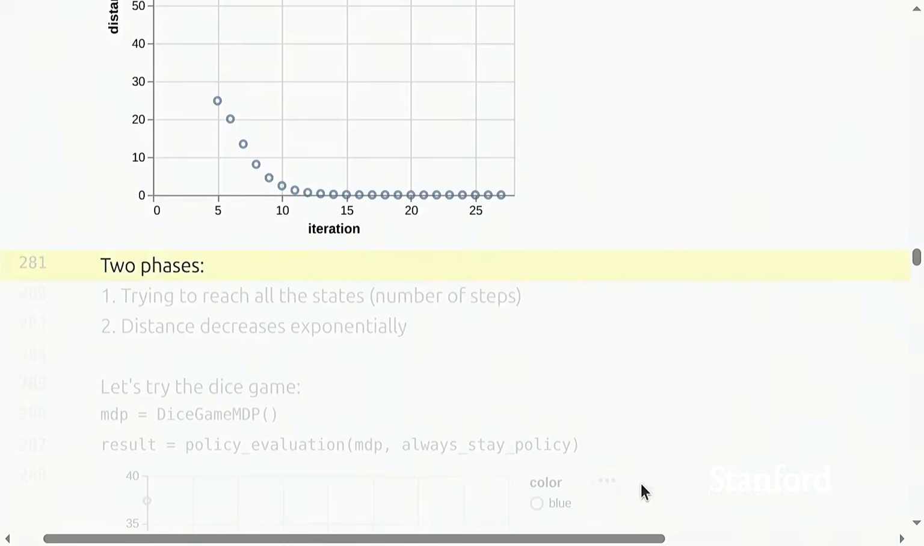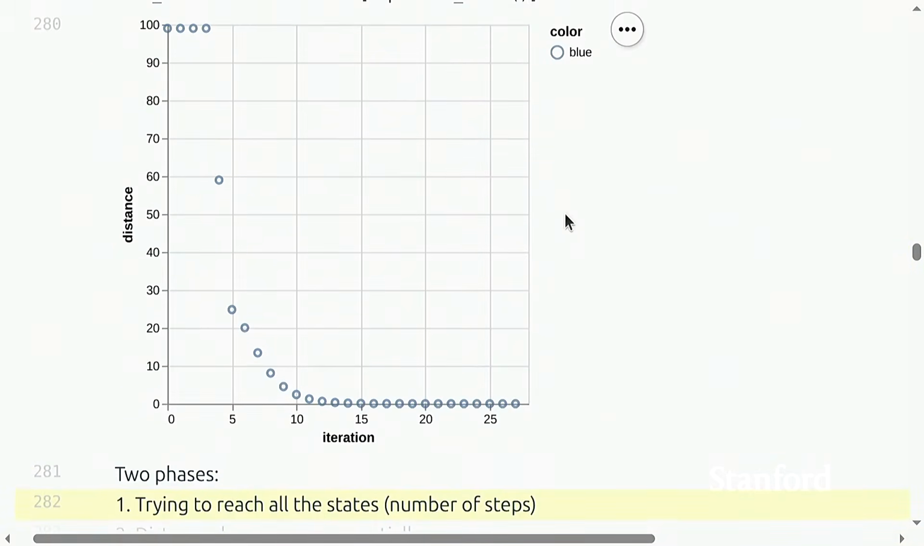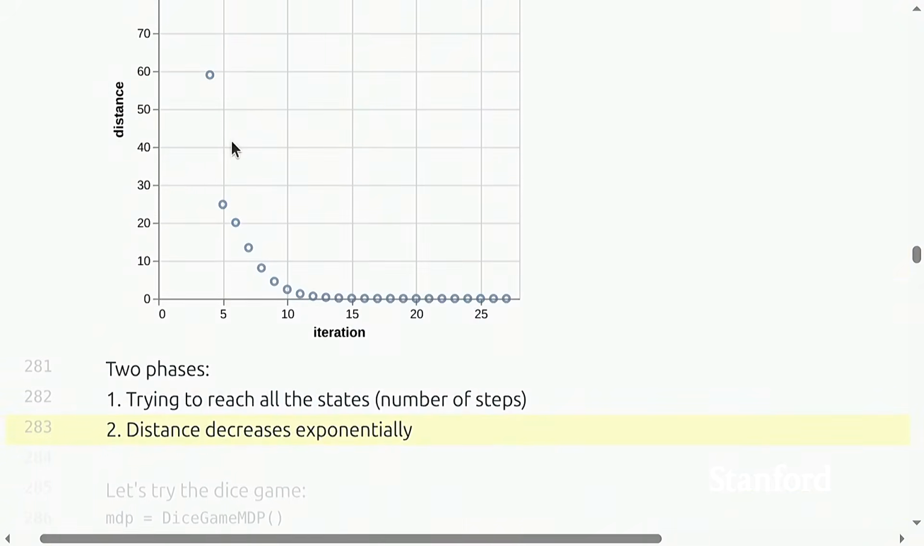Okay, so the thing that's going on is that there are two phases here. The first phase, where I think this is what you were trying to say, is that you're essentially just trying to reach all the states. Because if a state isn't even reachable, you can't reach the end state from a given state, then the value of that is going to be essentially minus 100. And once you can reach everything, the second phase is you're trying to refine all the values. And in that part, the distance decreases exponentially.